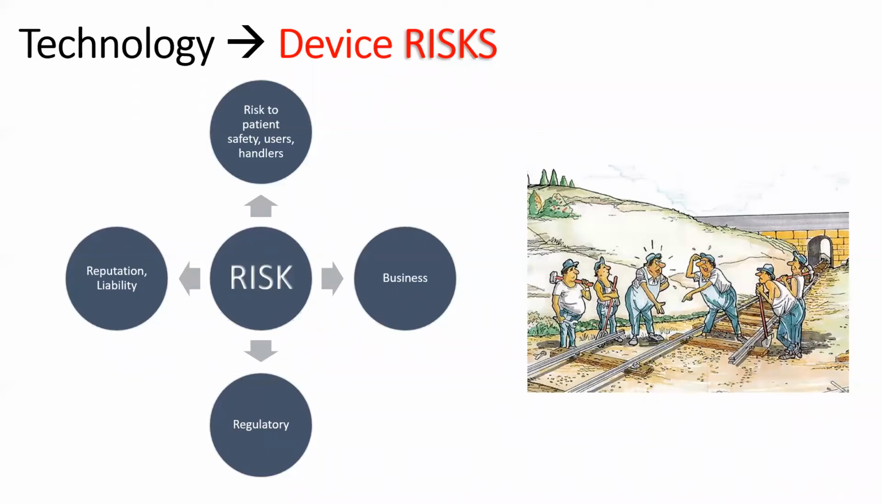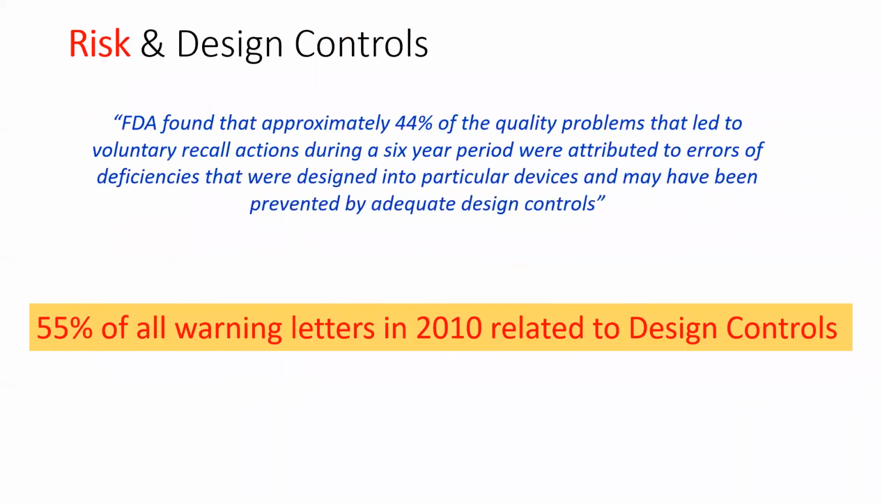Sometimes it can even cause a threat to the business. If the problem is big enough, it would definitely have regulatory implications in terms of actions that regulators may need to take, not to mention the risk to reputation and liability. And so this brings us to how design controls influence risk.